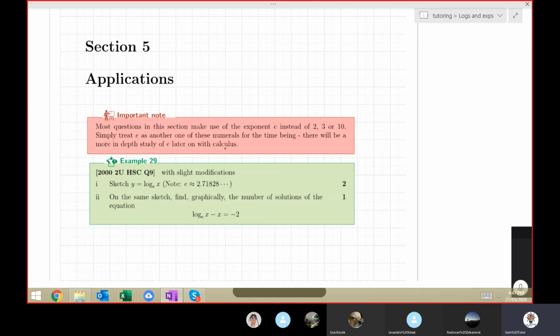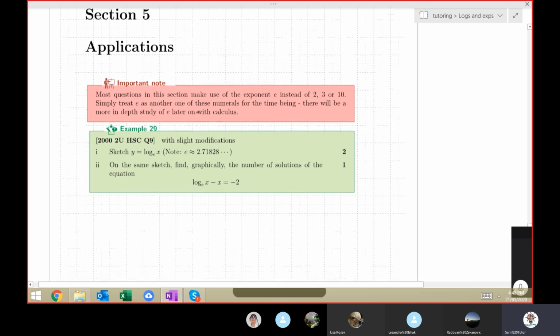We'll do some applications of this. Yes, there will be a more in-depth study of it later on with calculus. So we've finished calculus. You've got to learn pretty much differentiation of exponentials and logs, but that's going to come up next term. So that's not really part of the year 11 course, more part of the year 12 course. So we're going to just leave it there. We'll come back to it when we need to after this term.